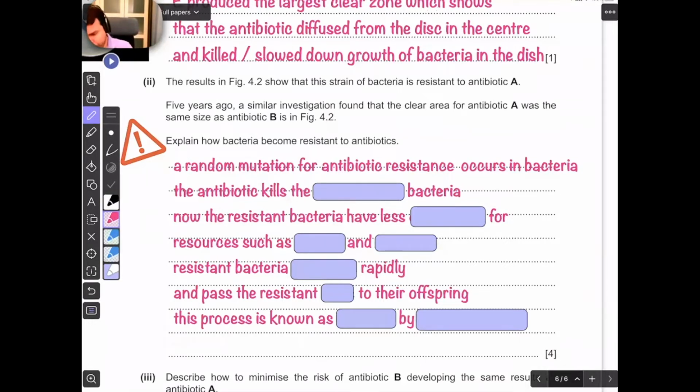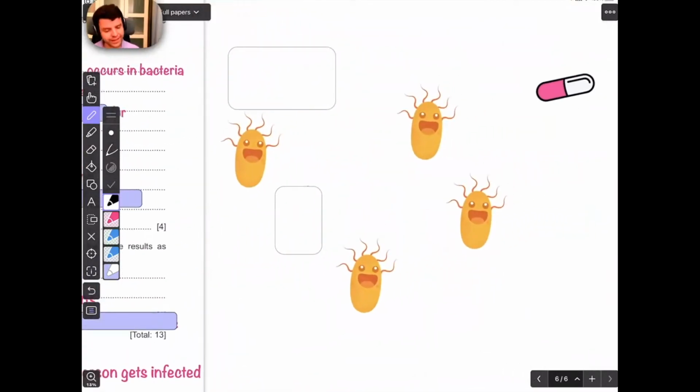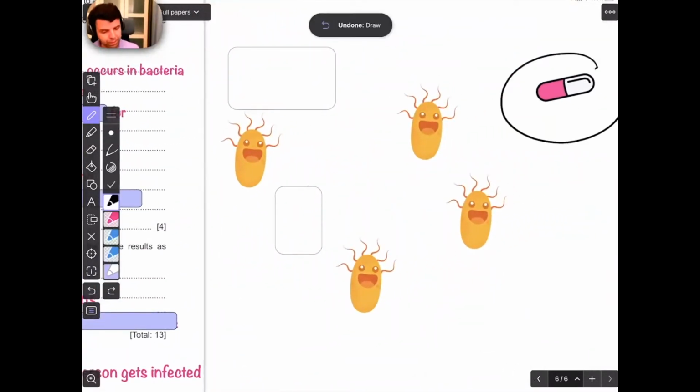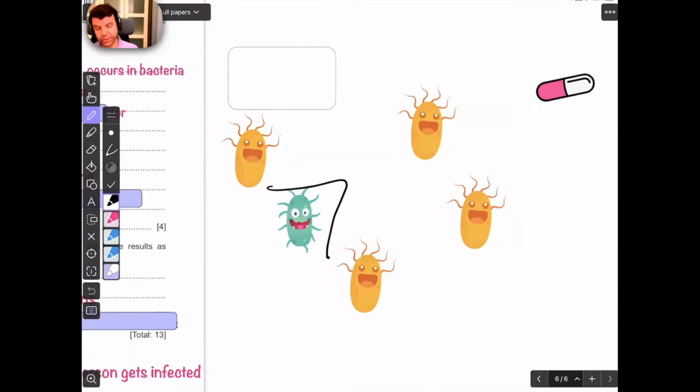Do you see how I wrote mutation? I said random mutation. Usually they want you to understand that the antibiotic is not the reason why the mutation has happened, right? The mutation is random. Mutations happen 24/7, and just by luck, sometimes those mutations become useful, all right? So for instance here, that's the antibiotic. It's been applied on bacteria. By luck, one bacterium got a mutation, and this bacterium is becoming resistant.